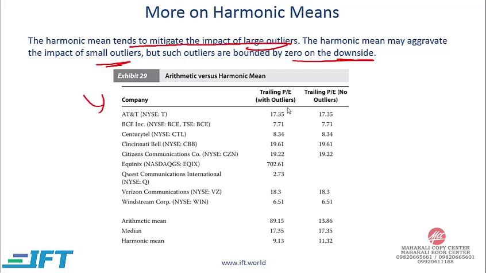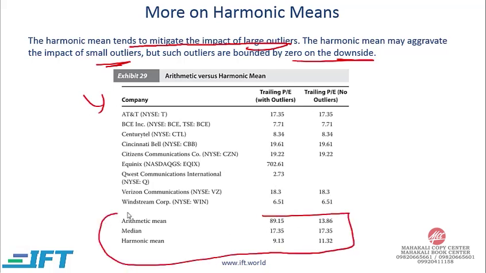And then this exhibit simply shows that when we are looking at arithmetic mean, in this column you have PEs with outliers, right column you have no outliers. So arithmetic mean is hugely influenced by outliers. The median is hardly, in fact it's not influenced in this example, and the harmonic mean is influenced but only a little bit.